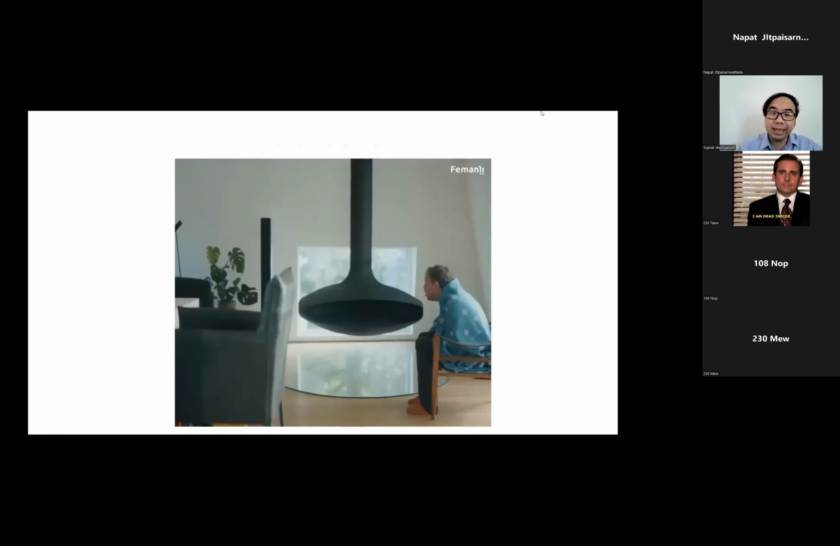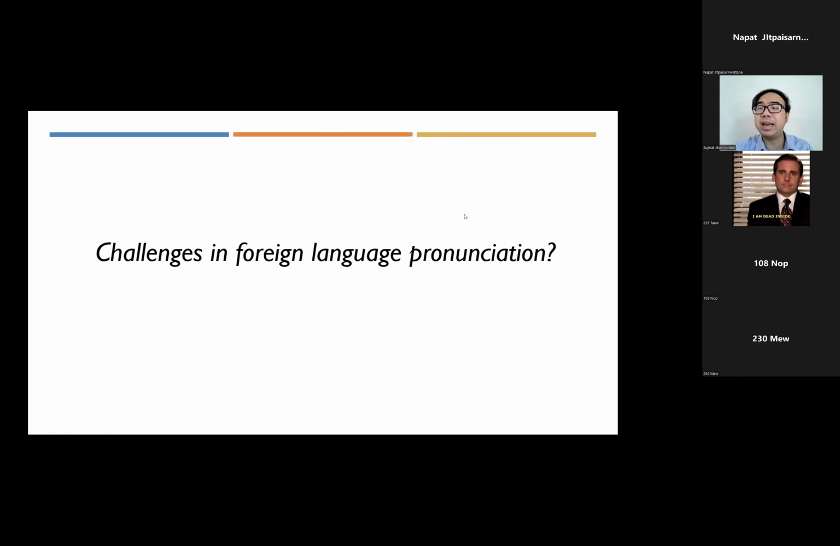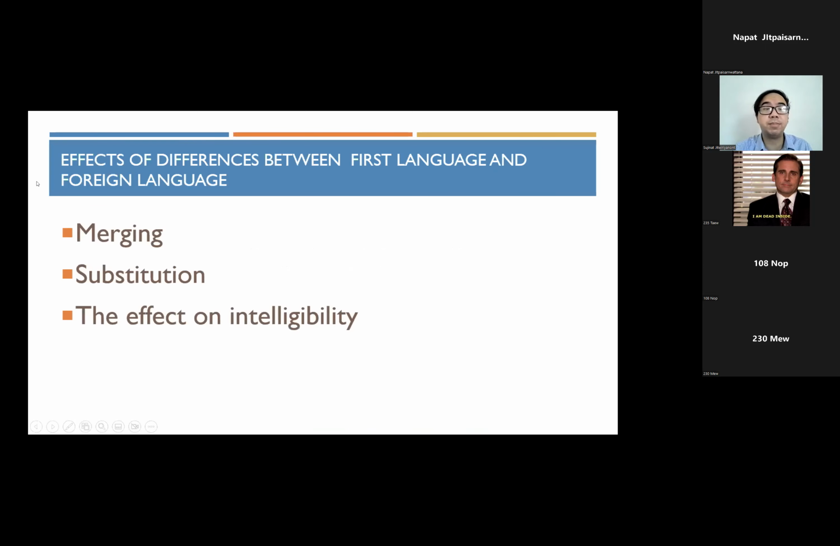So this will be a disaster when you cannot pronounce the sound correctly. So it is like in forms of pronunciation. So what happens when you learn another language? There would be two main challenges in foreign language pronunciation. The first one is merging, the second one is substitution, and they could affect intelligibility.